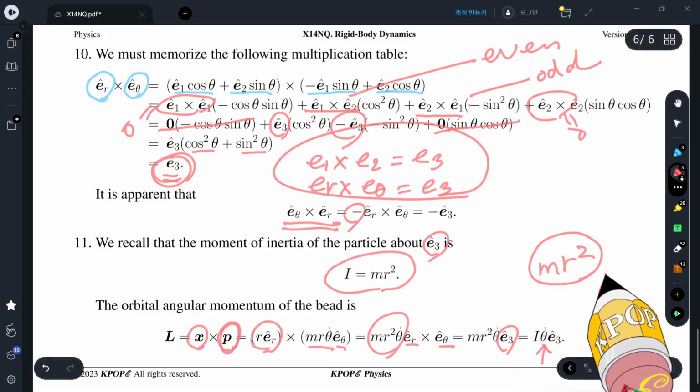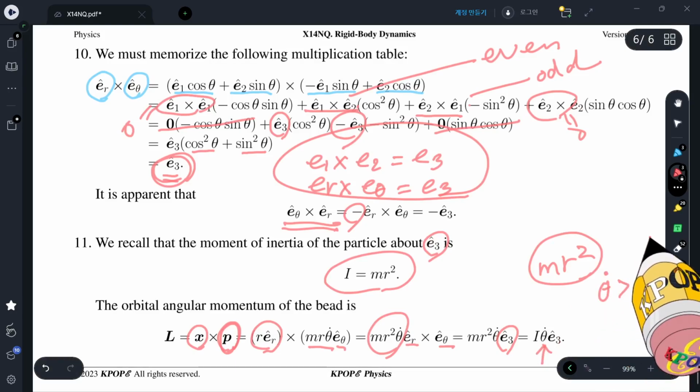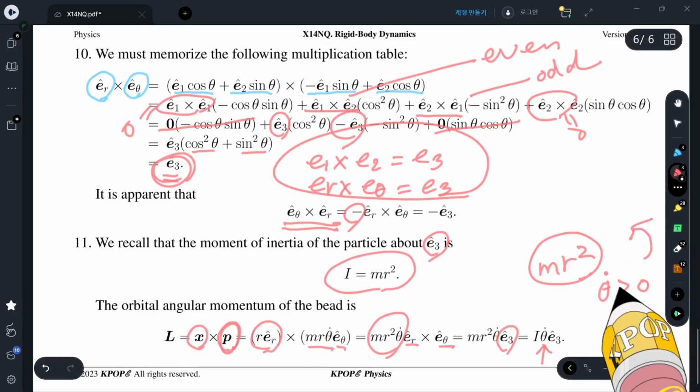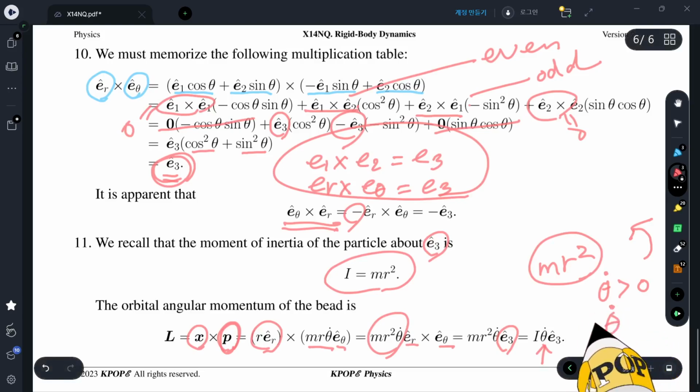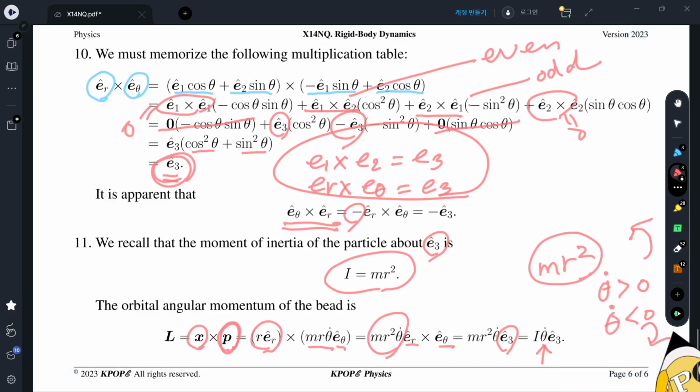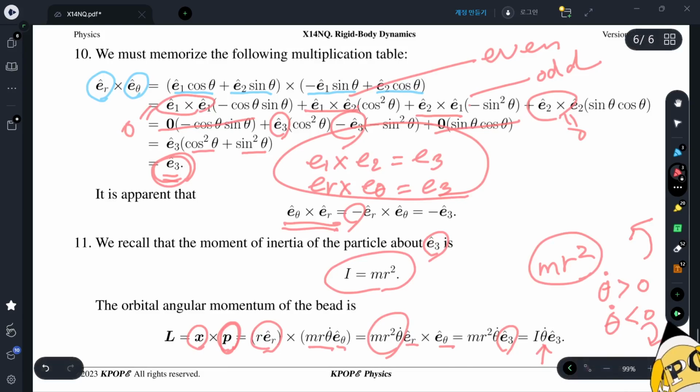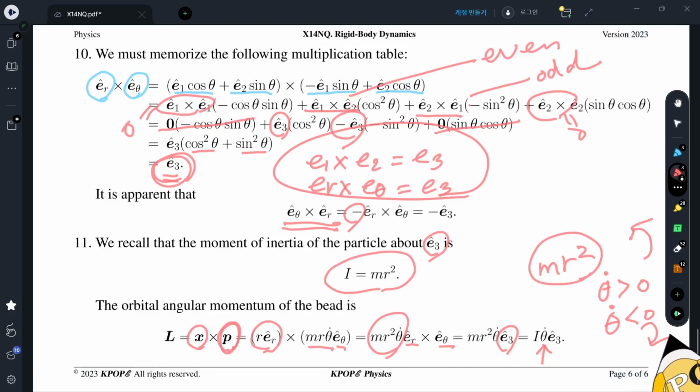When theta dot is positive, that is rotating counterclockwise, this angular momentum is parallel to E3. When the angular velocity is negative, that means it rotates clockwise. Then the orbital angular momentum of this system is along the negative z-axis. That's it.